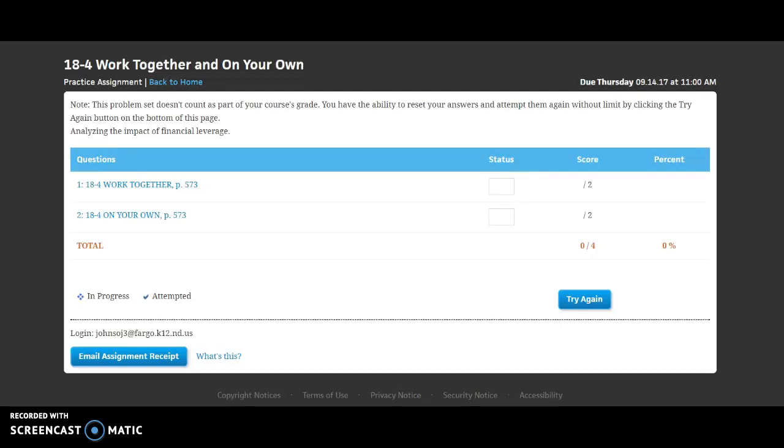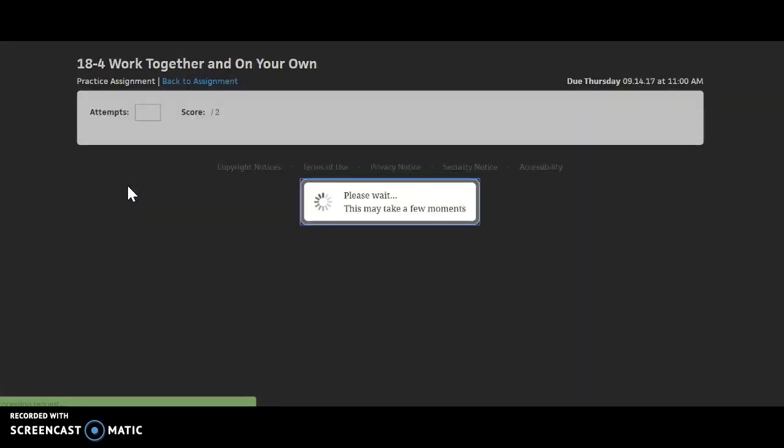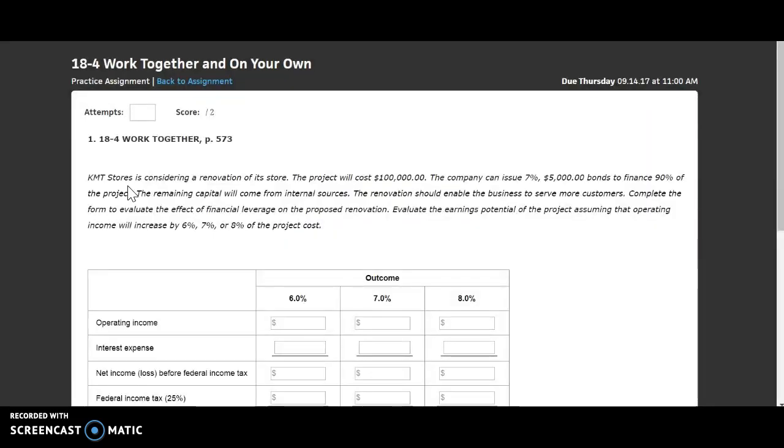Open up your 18.4 work together. It says KMT Stores is considering a renovation of its store. The project will cost $100,000. The company can issue 7% $5,000 bonds to finance 90% of the project. The remaining capital will come from internal sources.